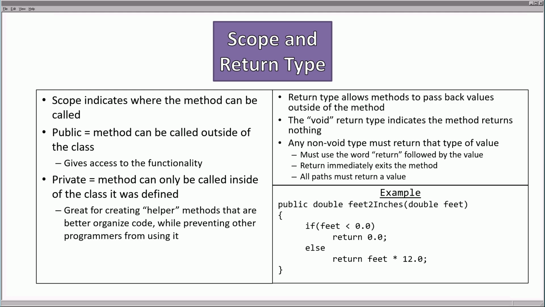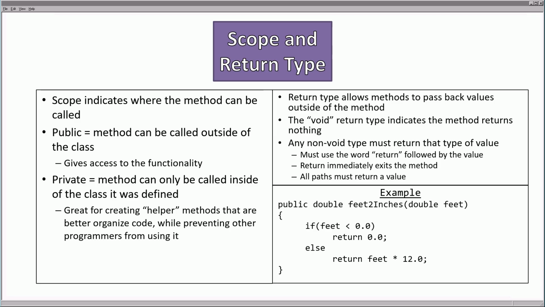Looking more specifically at each one of the parts of defining a method, first let's take a look at the scope and its return type. The scope indicates where the method can be called from. There's two major types of scope that we're going to be using throughout this class. One is called public and the other is called private. A public scope means that method can be accessed outside of that class. A private method can only be called internally within the class. This is really great for creating helper methods. It just basically helps out other methods that are internal to this class.